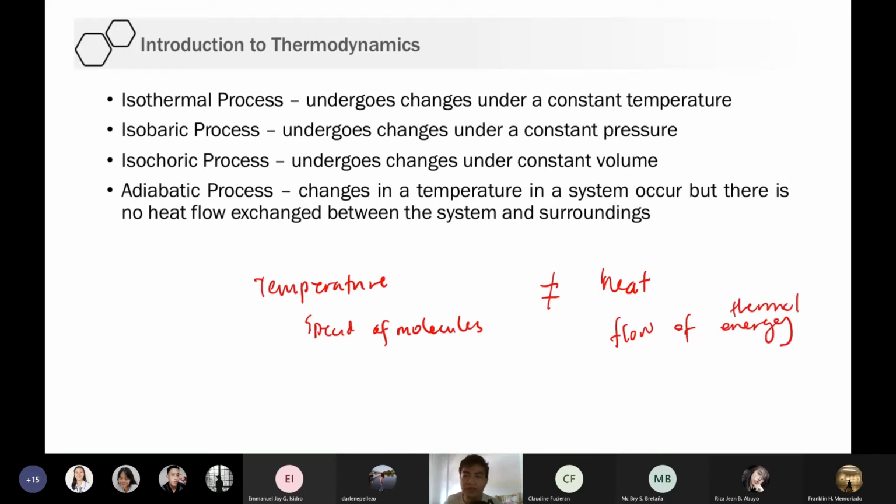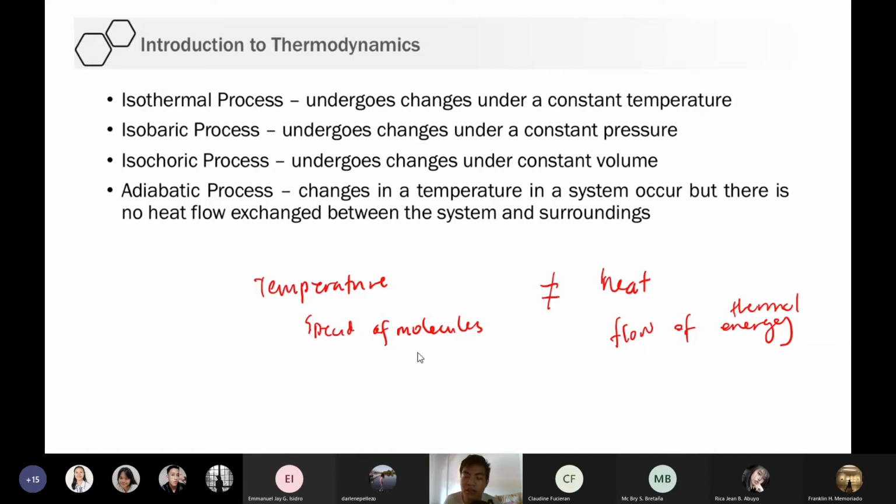Okay? So, yan yung flow of thermal energy. Ibig sabihin, pwede ka magbago ng temperature without letting the energy flow, no? Okay? So, ganun yung nangyayari sa thermos, no? Yung speed ng molecules doon, hindi siya nata-transfer kasi. Okay? So, ibig sabihin, walang heat. Pero may temperature, yes, no? May certain temperature sa loob ng thermos.